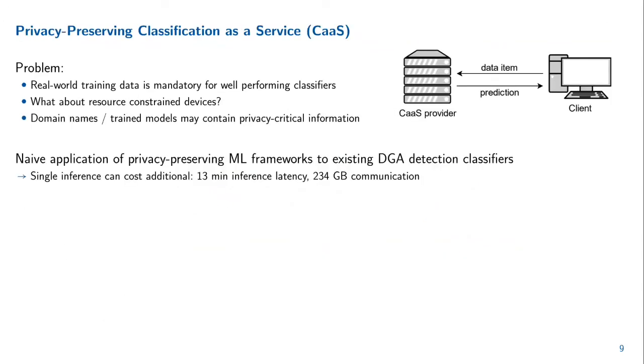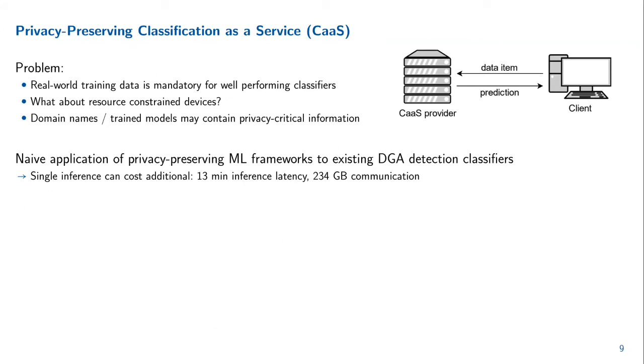Another thing in SAPPAN is that we tried to propose classifiers which can be used for privacy preserving classification as a service. And here the problem is that, as I said, for well-performing classifiers, real-world training data is used, which is not always available. And also, what about resource constrained devices? For instance, if you want to do DGA detection on a phone.